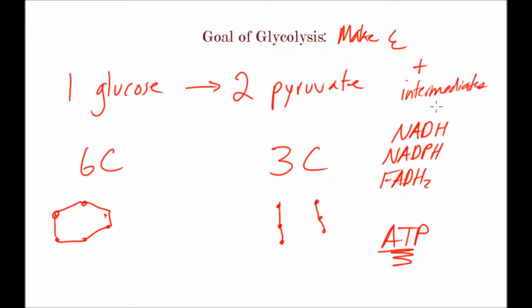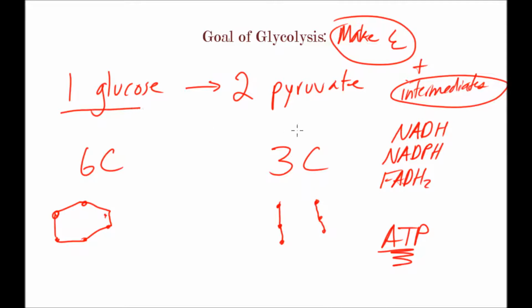And then also some of these intermediates can be dropped off and used for other processes. So we're not only making energy, but we're also making some intermediates that can go and feed some other cycles if needed. So the main thing that I want you to remember is one molecule of glucose will eventually become 2 molecules of pyruvate.